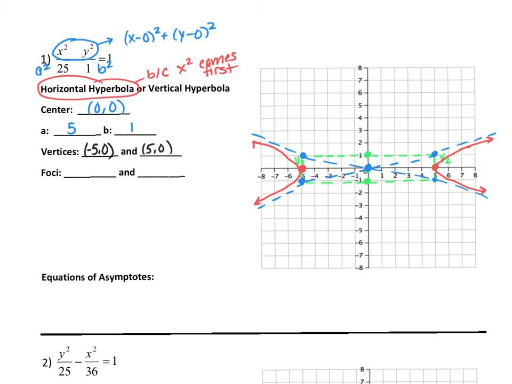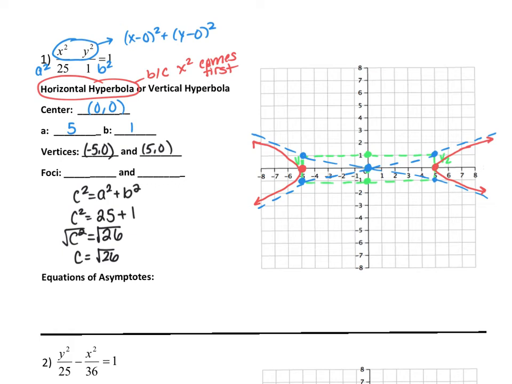And the foci can be found by using the equation c squared equals a squared plus b squared. Notice a different formula for a hyperbola than an ellipse. So the c squared is what we want to find. A squared is 25 and b squared is 1. So c squared is equal to 26, and we can take the square root of both sides, and we get that c is equal to the square root of 26. And I don't think 26 has any factors such that one of them is a perfect square, so we can go ahead and leave it in that form.